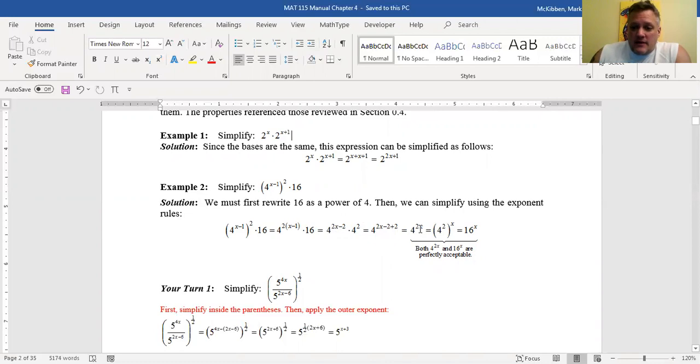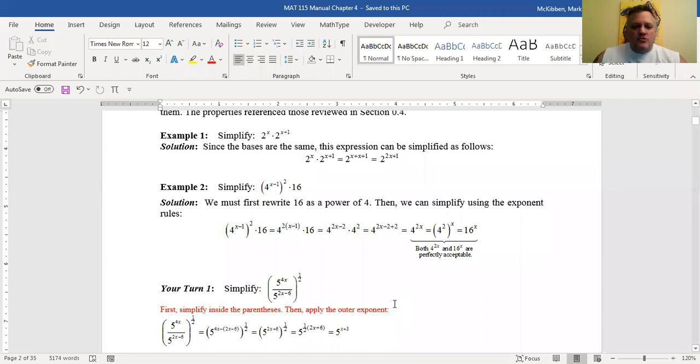Another way is that you can rewrite this. Remember, you can view 2x as 2 times x. If I wrote (4^2)^x, to simplify this I would just multiply the 2 and the x together to get this. The nice thing is 4 squared is 16, and so I can further simplify this as 16^x.